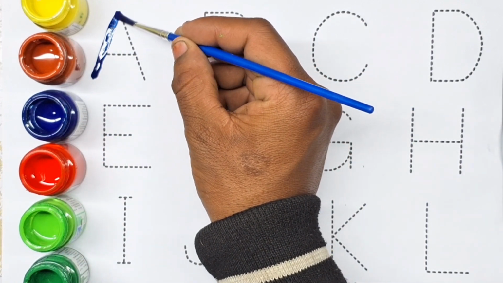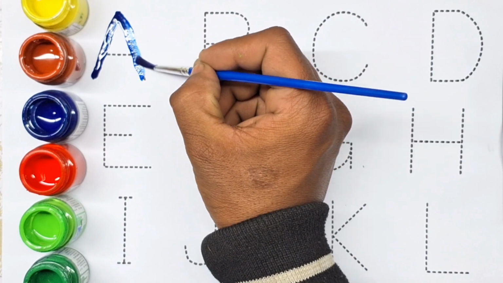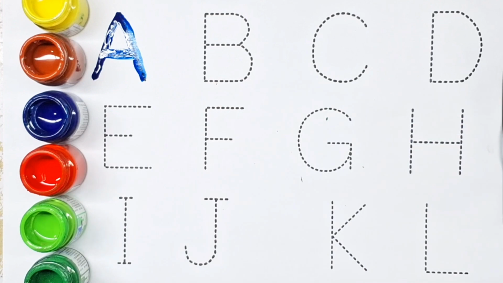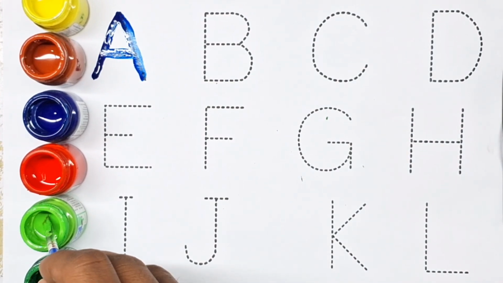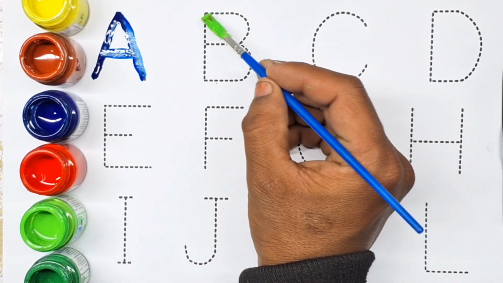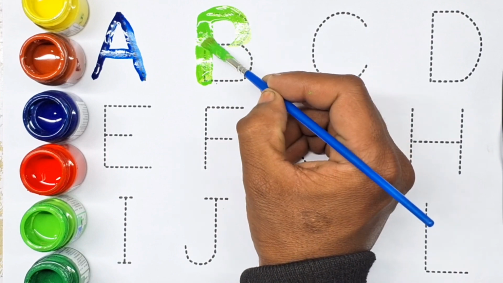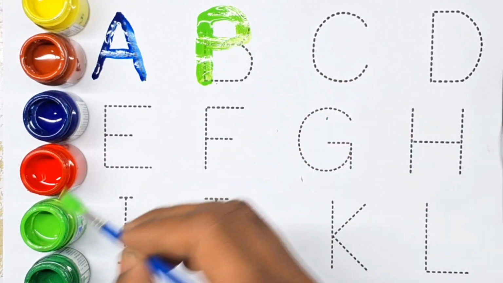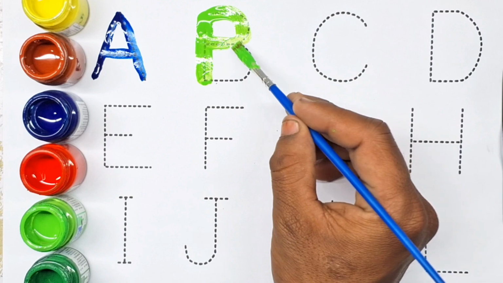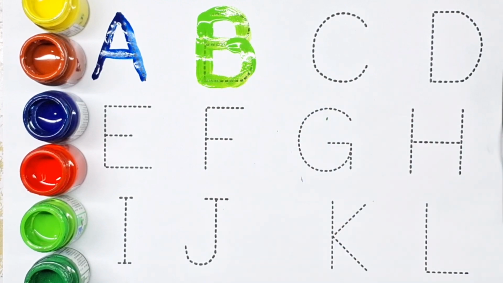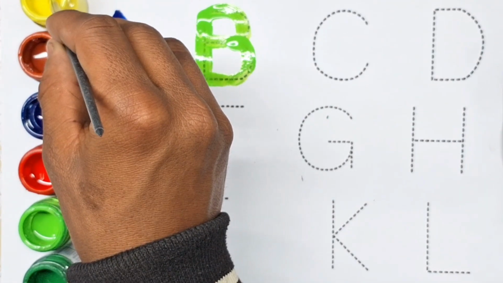A for on, R, S, T, U, V, W, X, Y, and Z. Now I know my ABCs. Next time won't you B for ball. B for ball. A, B, C, D, E, F, G, H, I, J, K.